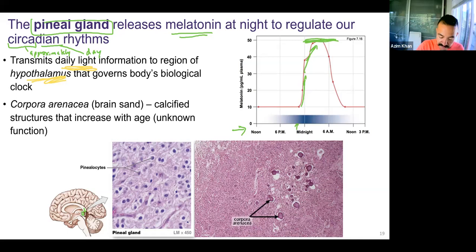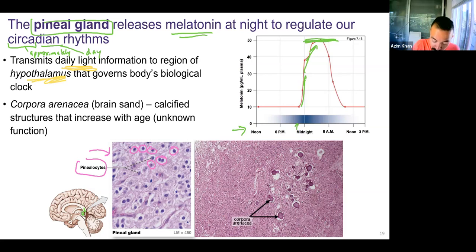The histology of it, I do want you to identify. When you look at the pinealocytes, it's actually pretty boring. Pinealocyte, it's just a purplish cell with a dark nucleus. Looks like most other cells. So that's really actually hard to identify these cells that produce the melatonin.